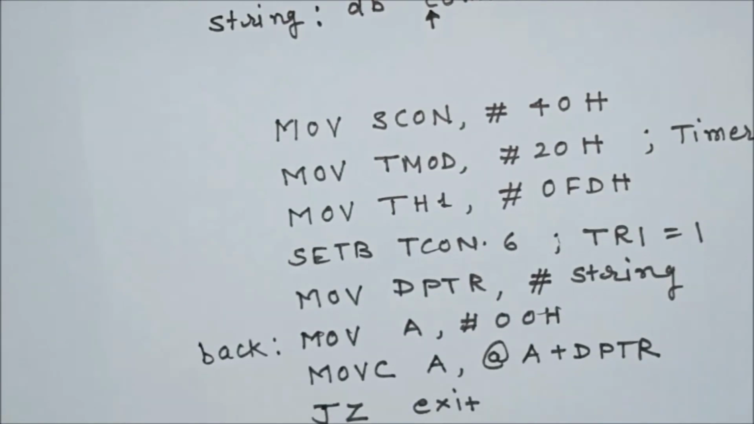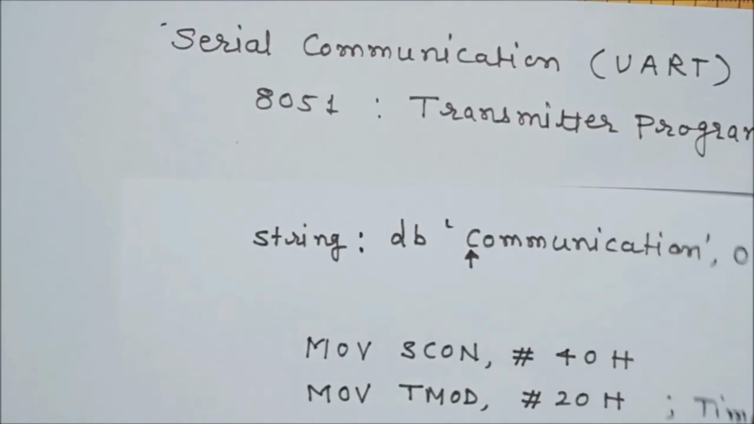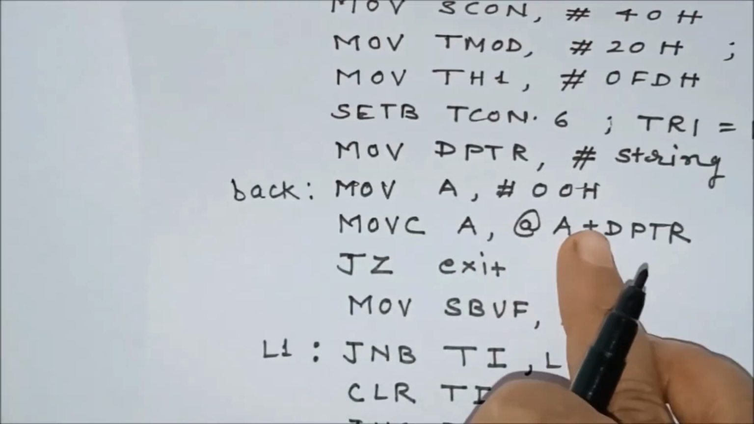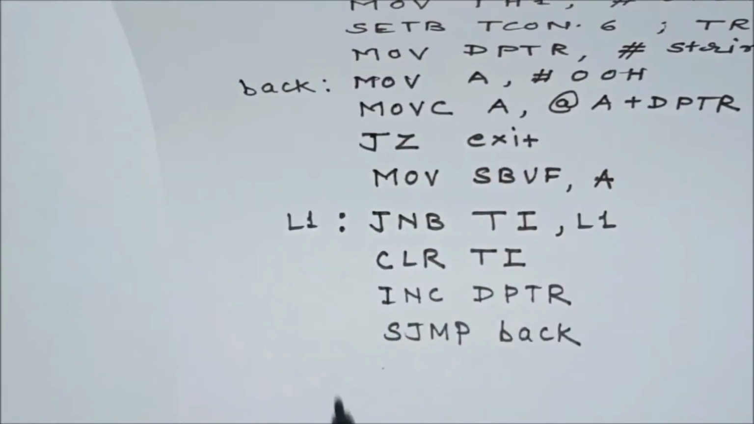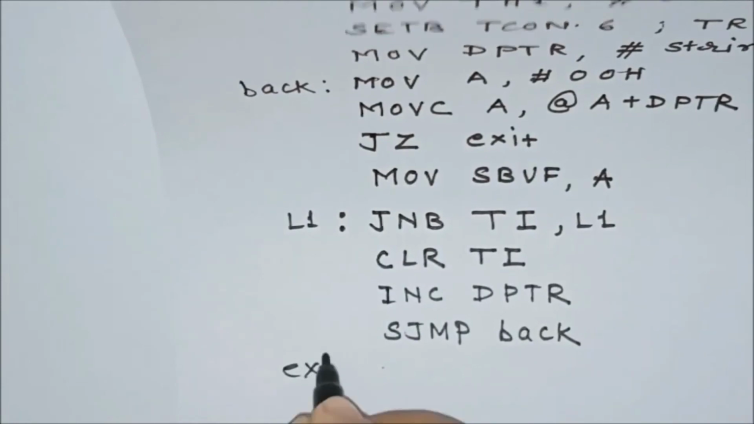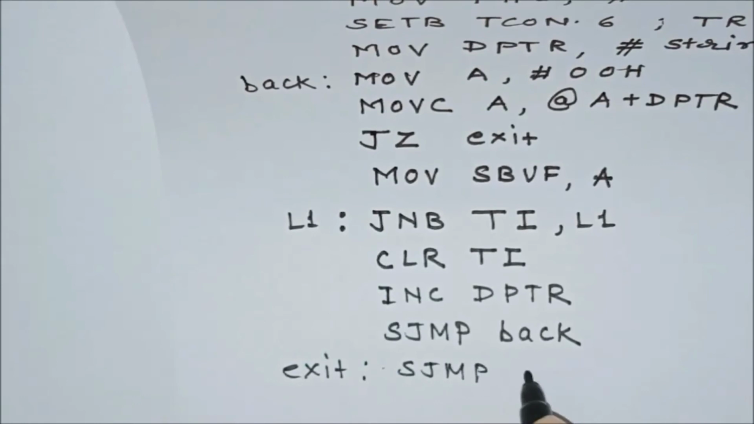So these instructions will be repeated till the last character 0 is read by the JZ instruction. For this exit, we have to write the label exit and here SJMP exit. So now after transmission of the complete string, the microcontroller will continuously execute this instruction.